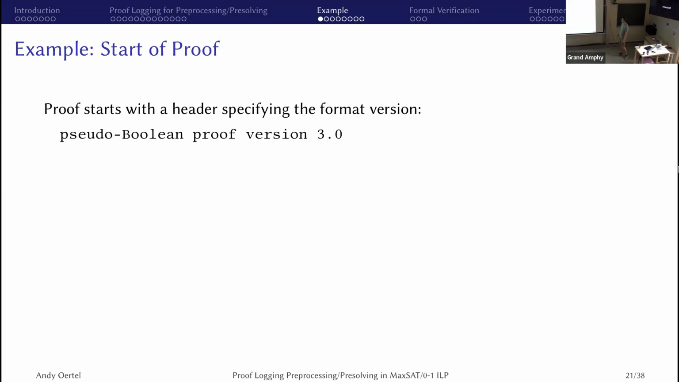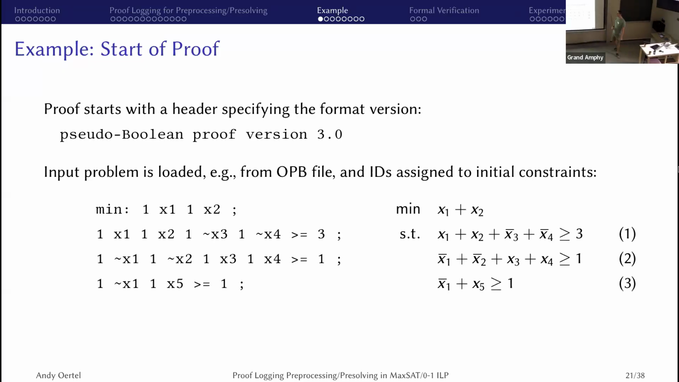Yes, so then let's look at an example. When we have a proof, we first start with a header of the proof, and this specifies just the version of the proof format that we're using. And then what is done in the proof is that all the constraints are loaded from a problem file.